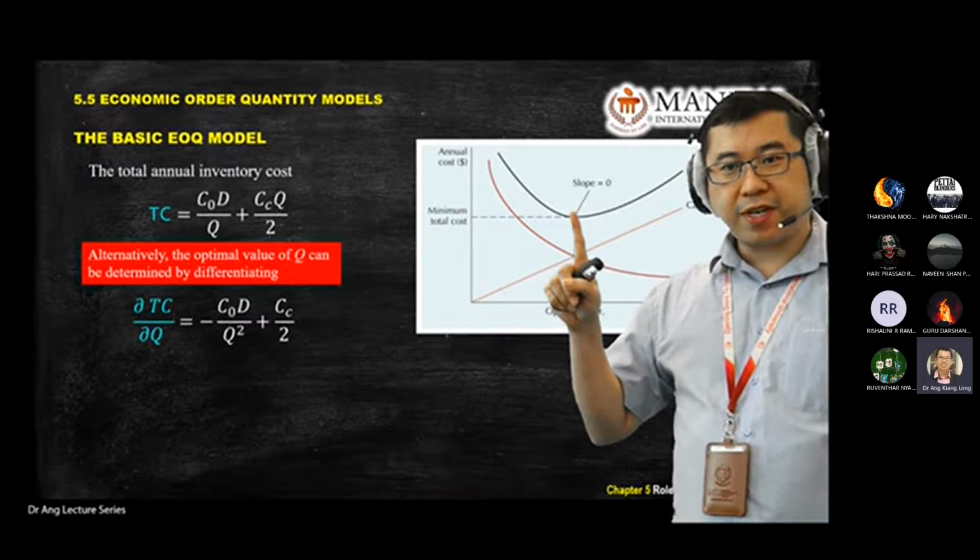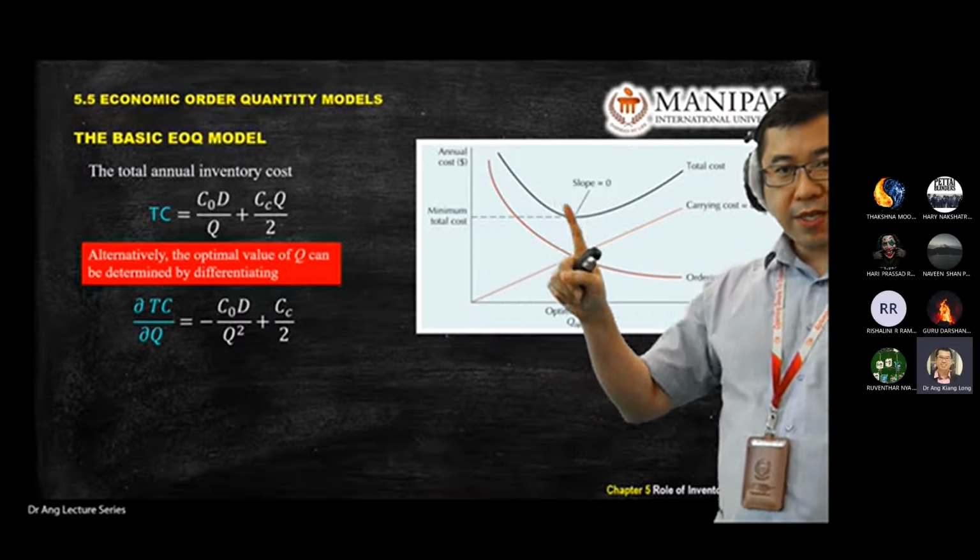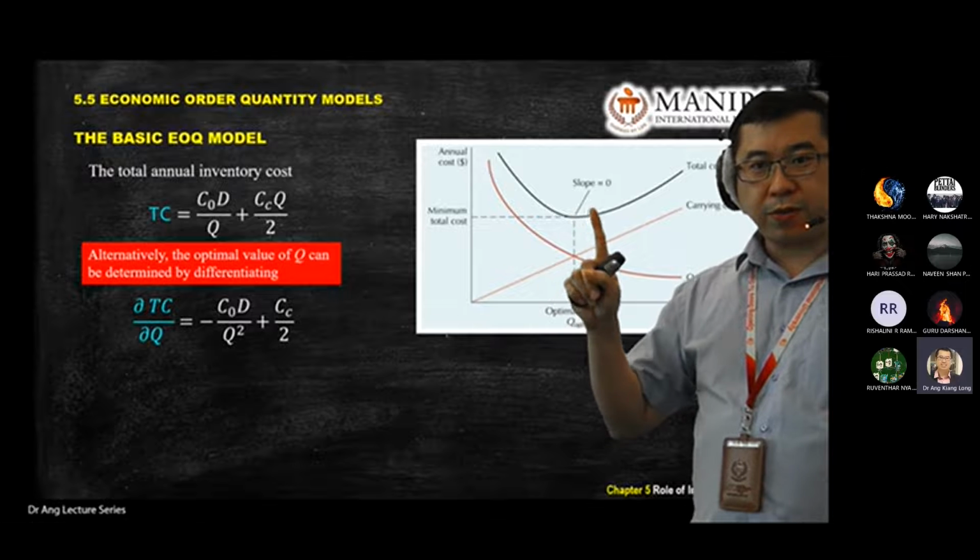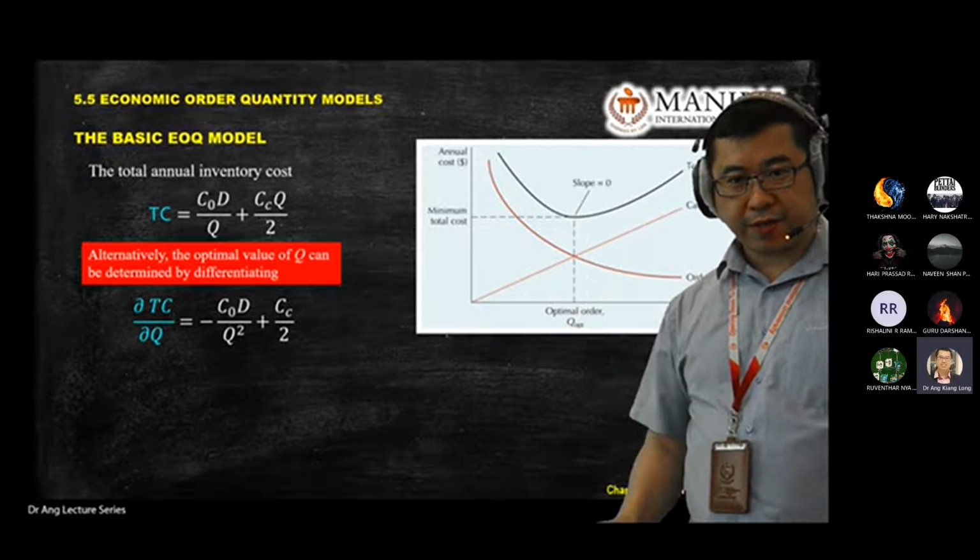How do you find this point? This is a quadratic equation. How do you get this point? You do dy/dx equals 0, right? Same.